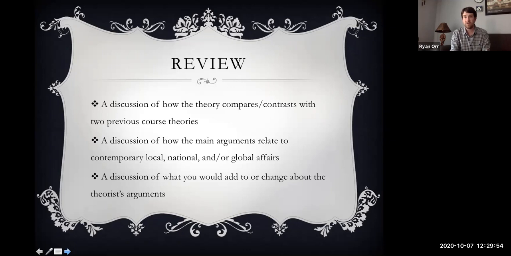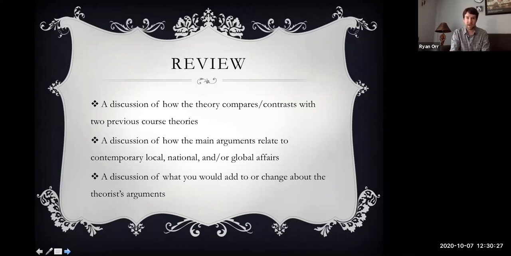So basically I ask you to look at two previous course theories. So basically any pre-Veblen theories we talked about in the class, and compare and contrast. So what are some similarities compared to an early theory? What are some differences compared to early theories? And so again, explain your ideas. If you say it's similar to Durkheim because they both focus on culture, okay, that's a good start. So elaborate on that.